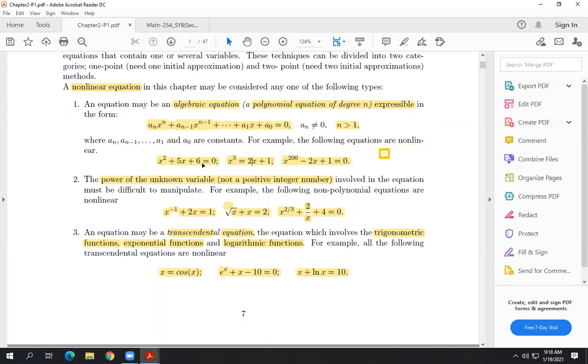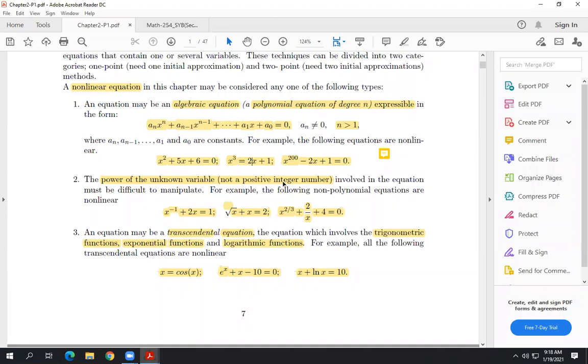minus 3. When you put minus 3, how much do you have? Minus 3 to the power 2 is 9. Minus 3 minus 15 and plus 6. 9 plus 6 is 15. 15 minus 15 is 0. Yes, minus 2 and minus 3 are the roots. And in the same way we can find for all the other things we have here now.